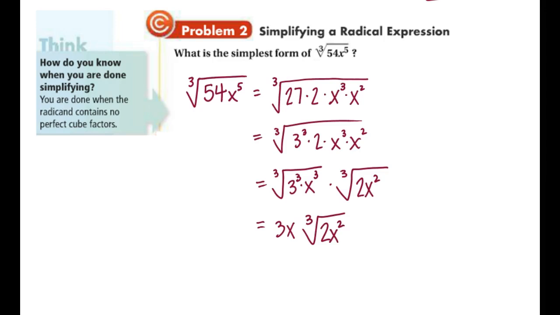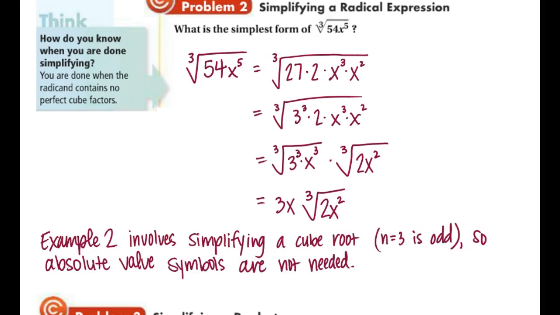How do you know when you're done simplifying? We are done when the radicand, or the expression underneath the radical, contains no perfect cube factors. And let's just make sure, 2x squared does not have any perfect cube factors, so that means we are done simplifying this radical.